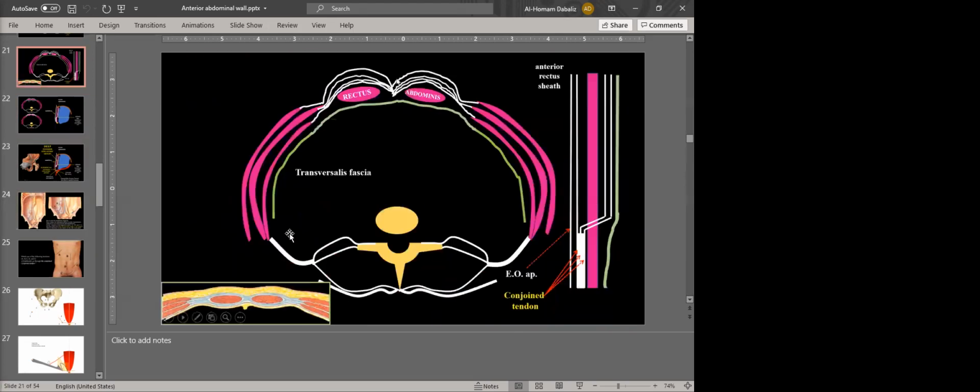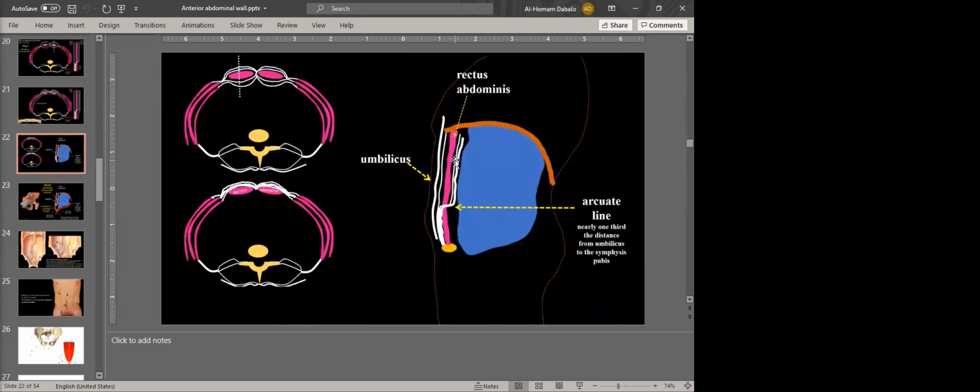Now, what is the arcuate line and why is it significant? This is a good way to visualize the arcuate line. So we were talking about the rectus abdominis, right? This is our rectus abdominis, and it's wrapped posteriorly with the posterior lamella of the internal oblique and our transversus abdominis aponeurosis. Anteriorly, we have the anterior lamella of the internal oblique and our external oblique aponeurosis, right?